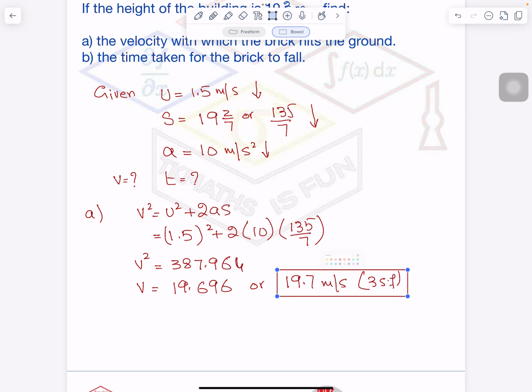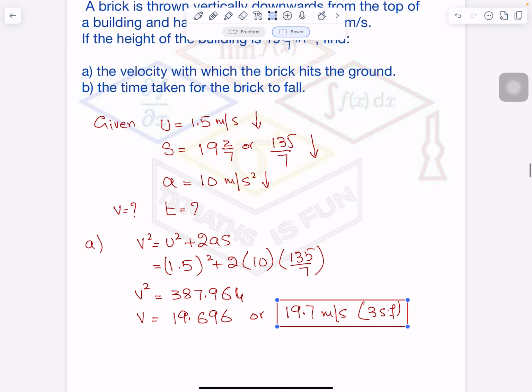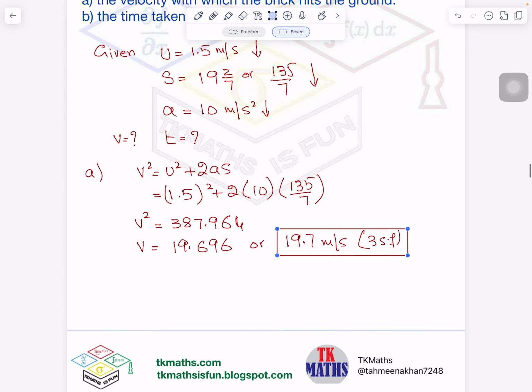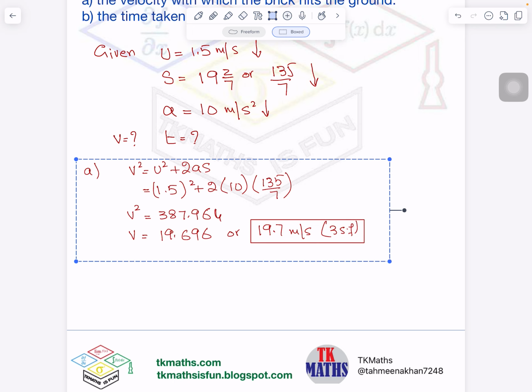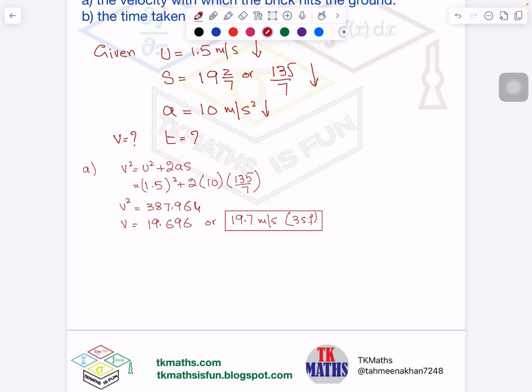Okay. So now part B is the time taken for the brick to fall. So now we have to find out the time. Let me reduce this size so that I have more space. Again I will use V is equal to U plus AT. Why? Because now V, U and A, I know.